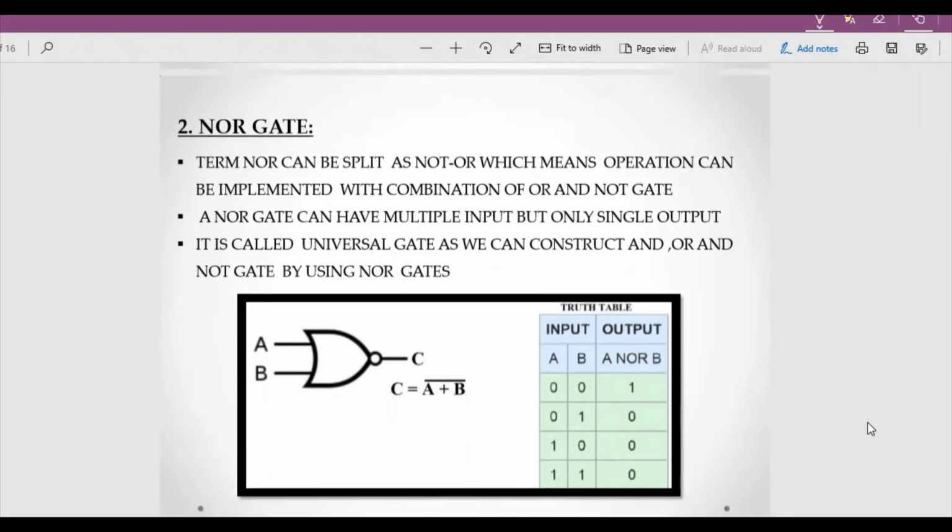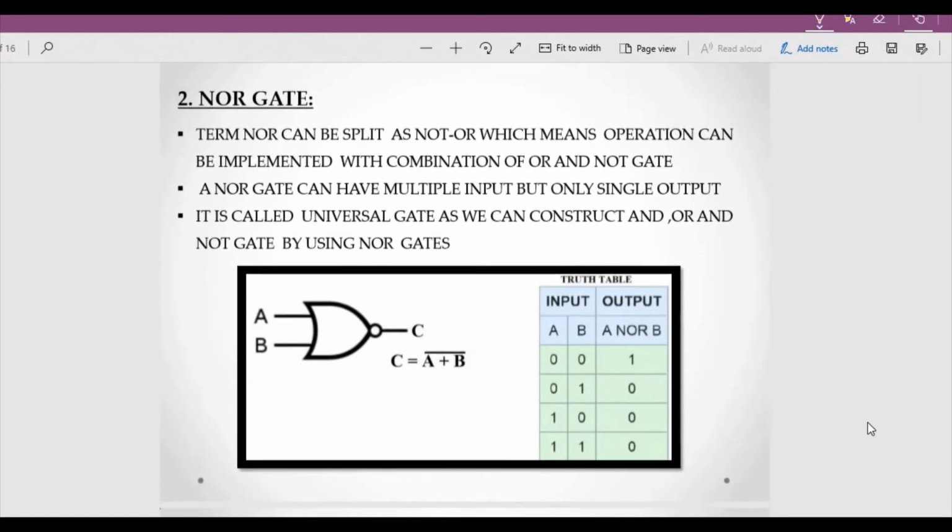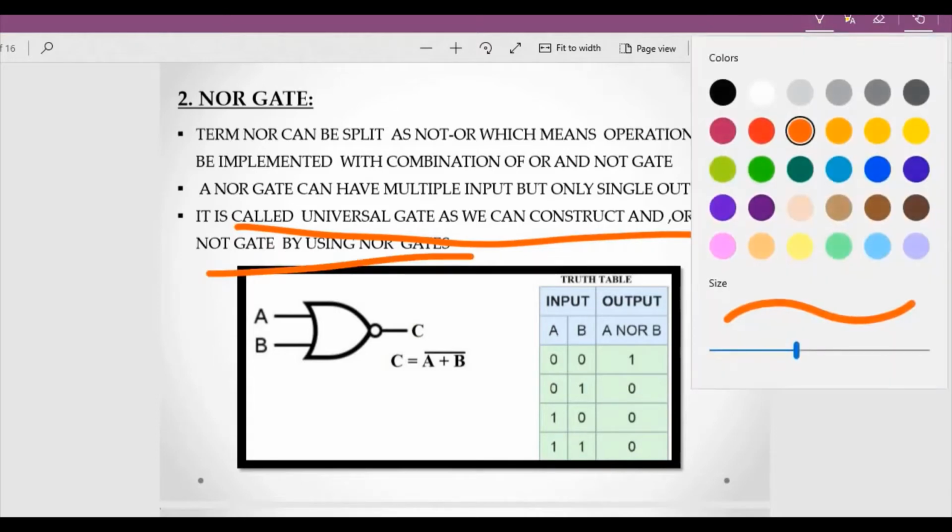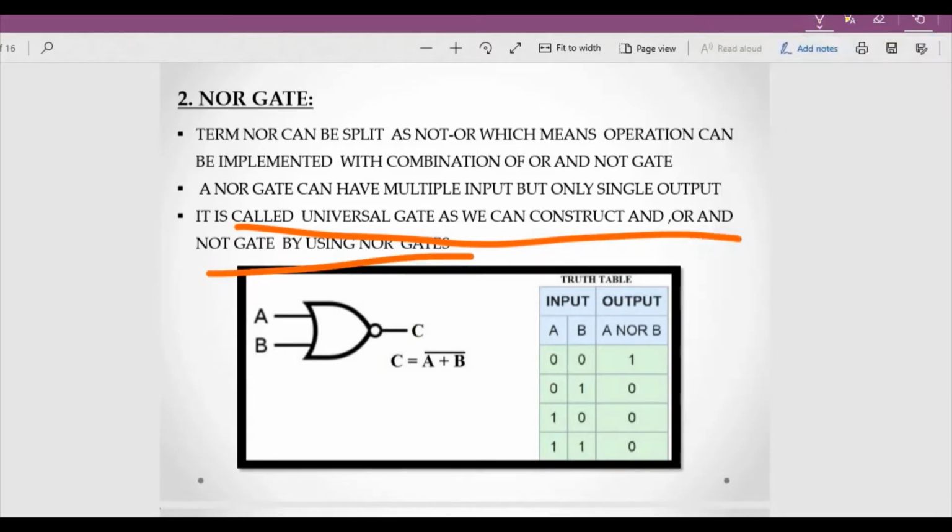Now we are getting the NOR gate. Now NOR gate is also another universal gate. So this line would be the same, that it is called a universal gate, as we can construct all the gates by using the NOR gate. Okay. So now what is new in this?